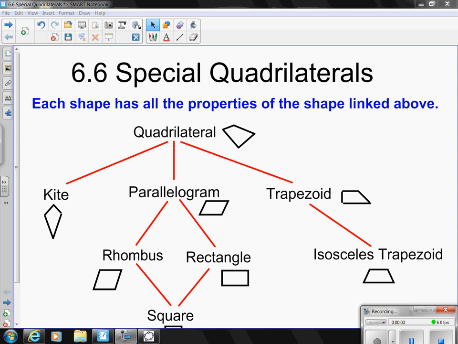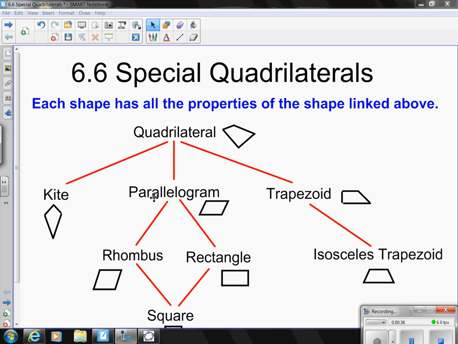6.6 special quadrilaterals. So we've been talking a lot about quadrilaterals. Now we're going to just tie it all together. And here's a really useful organizer to show this. This is just a diagram showing quadrilaterals, and we can split these into three types of quadrilaterals. There's kites, parallelograms, and trapezoids. And each one of these things we know a lot about.